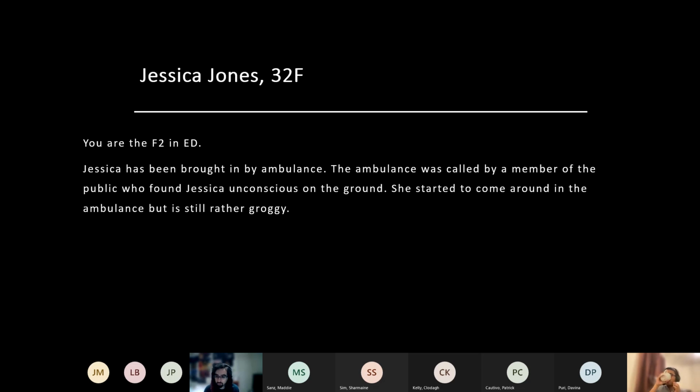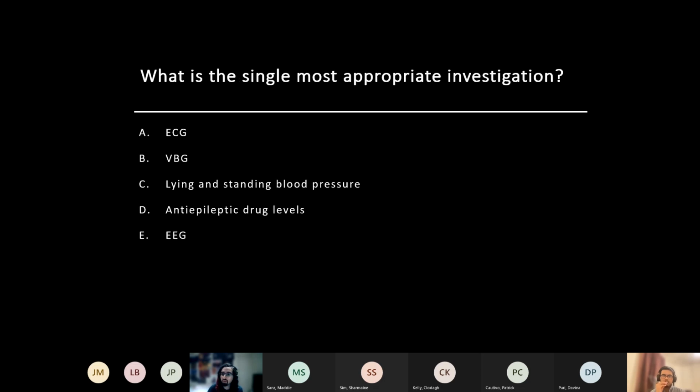Okay, so we've got Jessica Jones. She's a 32-year-old woman. You are in the situation with the F2 in the emergency department. Jessica's been brought in by ambulance. A member of the public found her unconscious on the curb, and she started to come around in the ambulance, but she's still quite groggy. So, what is the single most appropriate next investigation?